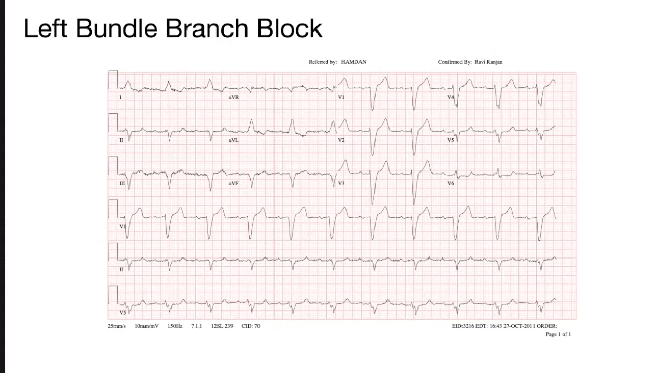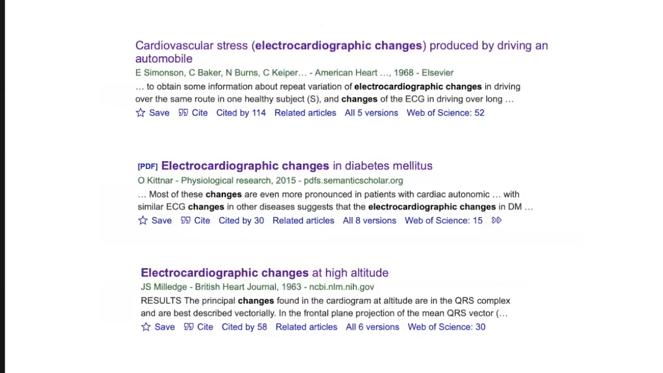I have two more examples, but before we get into them, I just want to wrap up something. Rob sent me the title of one of these papers, and I found some other ones as well. There are a lot of subtleties that can change ECGs, such as stress when you're driving a car, diabetes, and even altitude. So there are a lot of changes in the ECG that are pretty subtle and not very unique, to the point where they're not really tied to anything physiologically or anatomically.